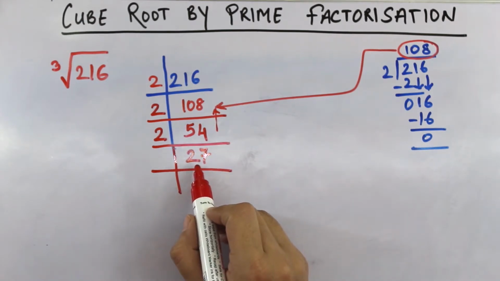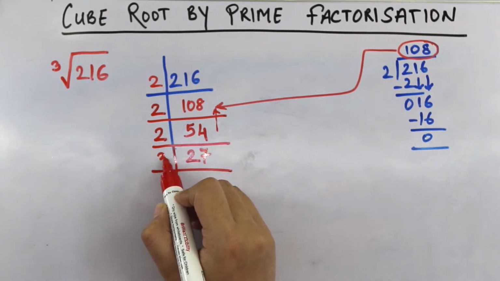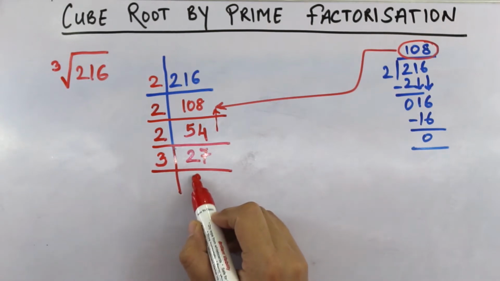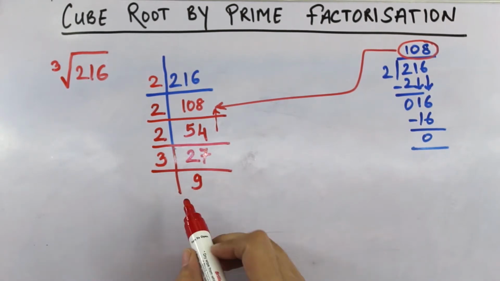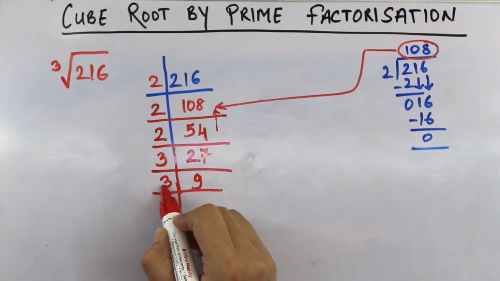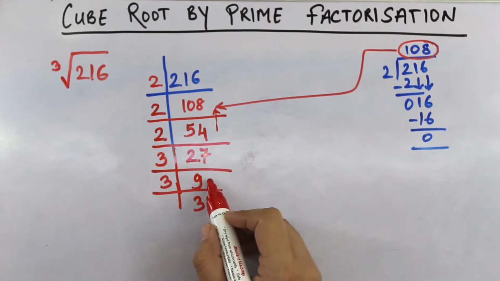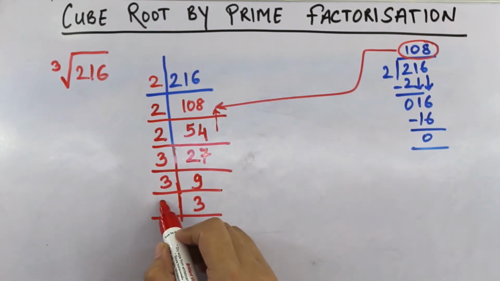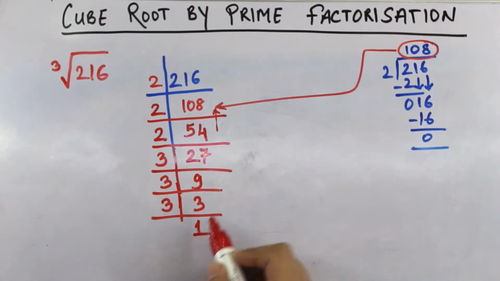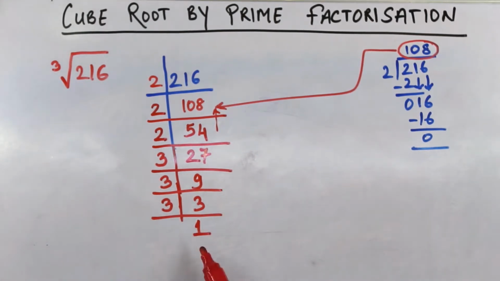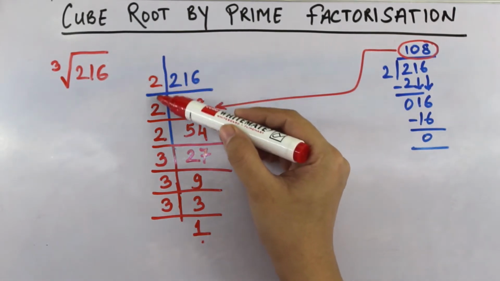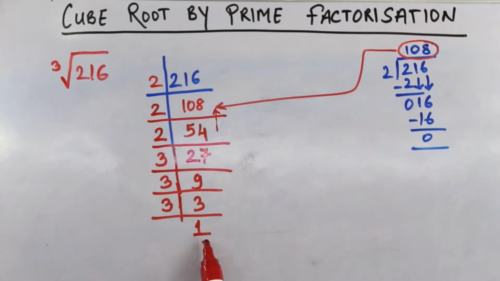Now 27, it is divisible by 3. 3 into 9 gives me 27. 3 into 3 gives me 9. And 3 multiplied by 1 gives me 3. So as soon as you get 1, you're going to stop. So what is our aim? Our aim is to write the prime factors, keep dividing the number until we get 1 as the last number.